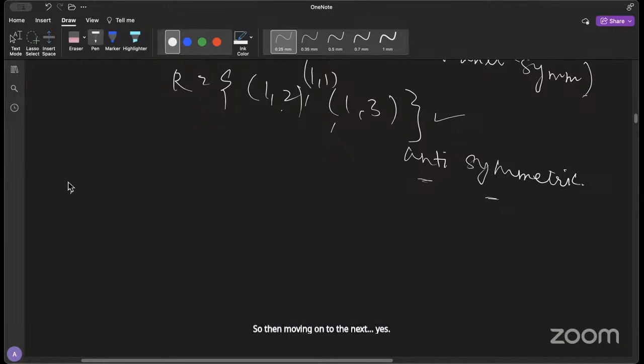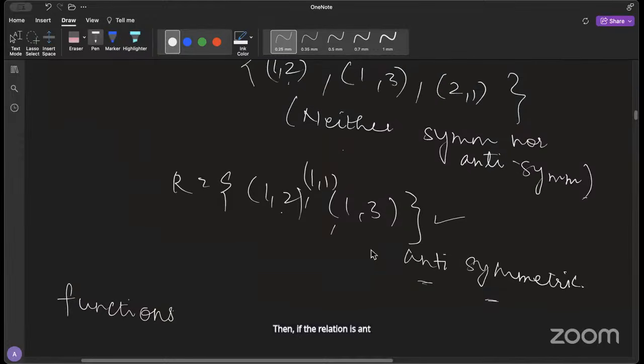Ma'am, I have a doubt. If R is equal to {(1, 1)}, then is the relation anti-symmetric and identity? What's the anti-symmetric set? If R is {(1, 1)}, what is A? Relations are defined on a set, right? What's A? Let it be {1} alone, ma'am. If A is 1 alone, then this is identity.